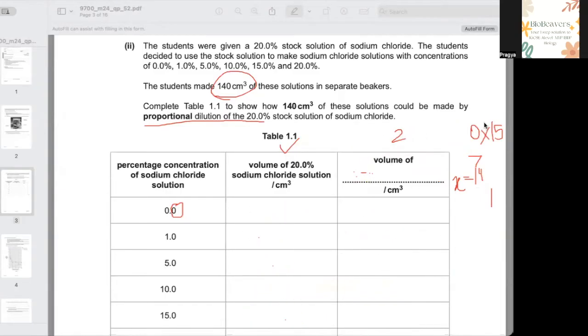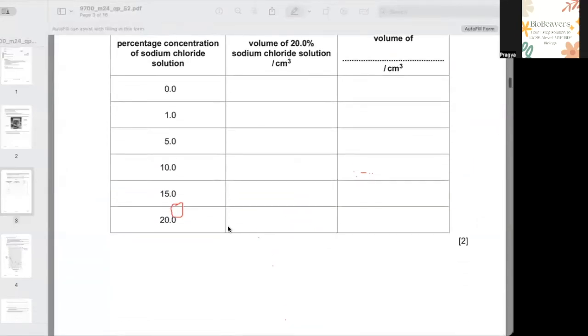Okay. And the last part which was there in this column was the 20% stock solution. So in case of the 20% stock solution, it's very easy to complete that part of the table.